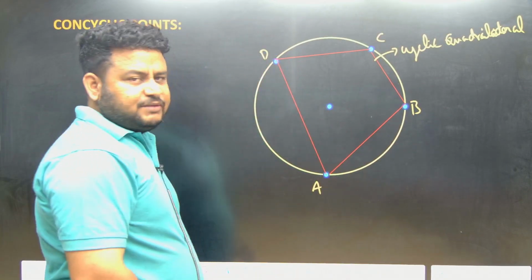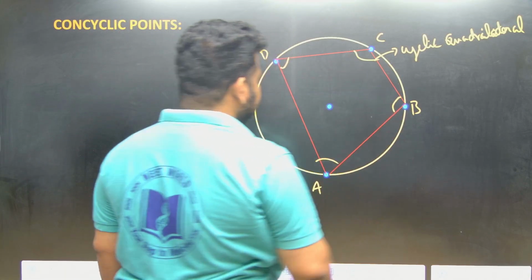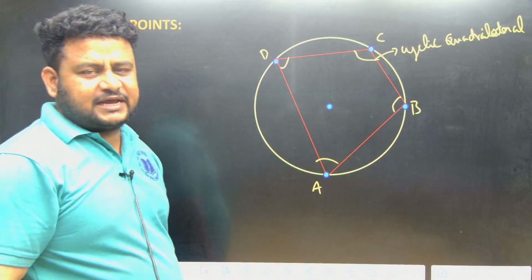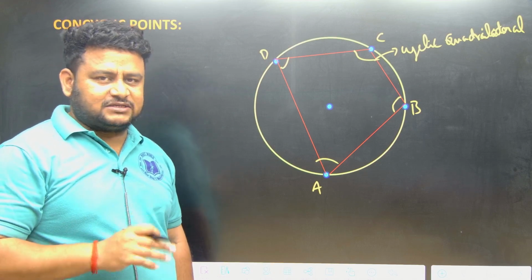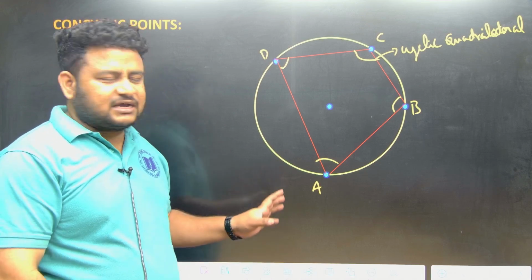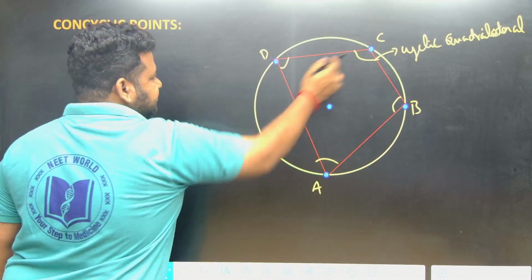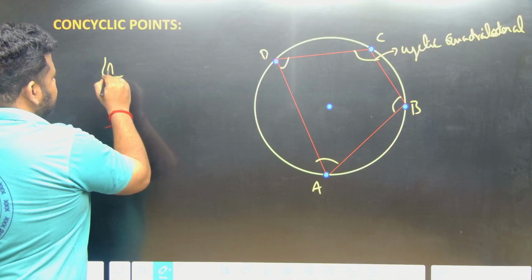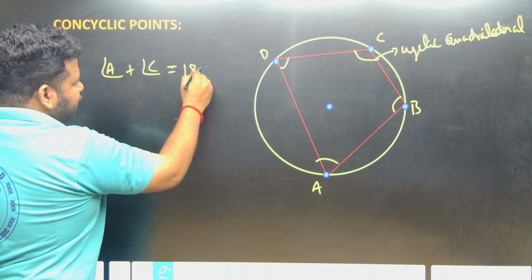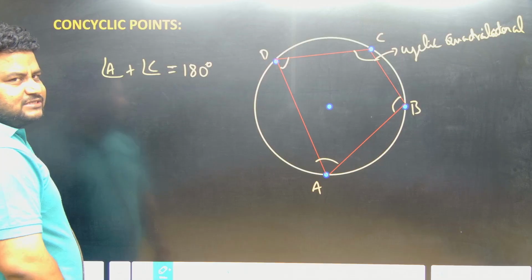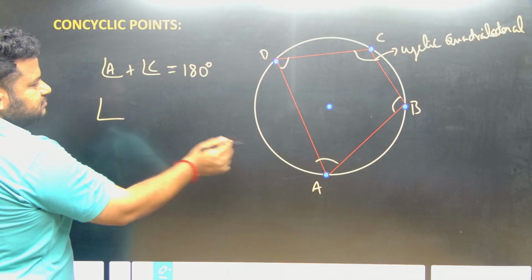Here one important property you have to remember. The opposite angles are supplementary, not complementary. Supplementary means 180 degree. That means if I am taking angle A, for it the opposite is C. Angle A plus angle C is equal to 180 degree.